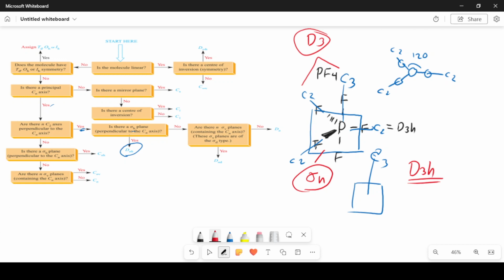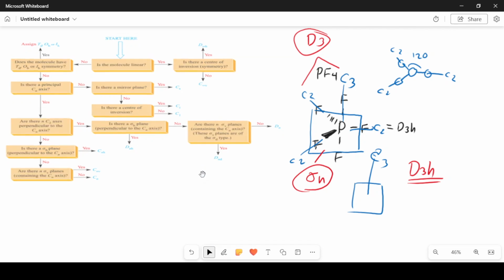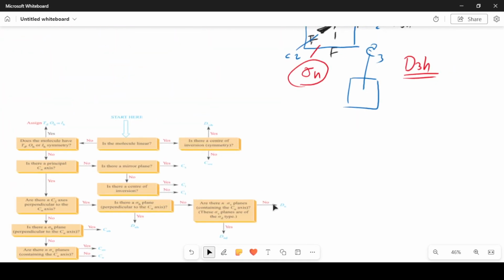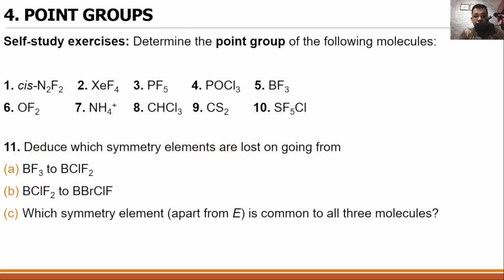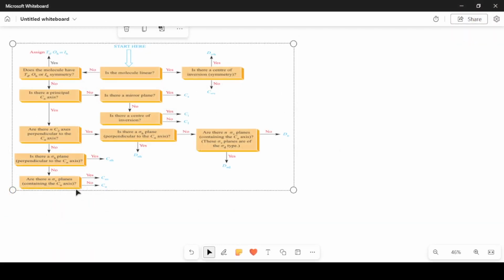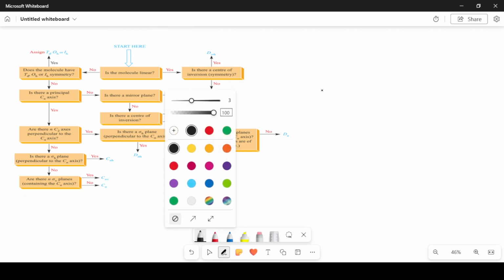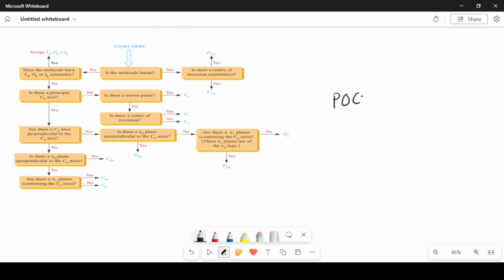So that's it for our number 3. Okay, I'm just gonna erase this. And then for our number 4, okay, number 4. What is the molecule at number 4? That's POCl3. Okay. Let's draw that.